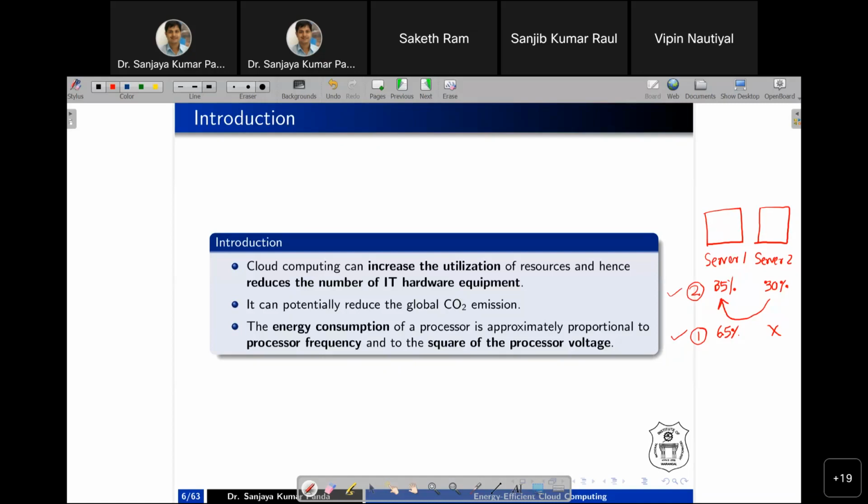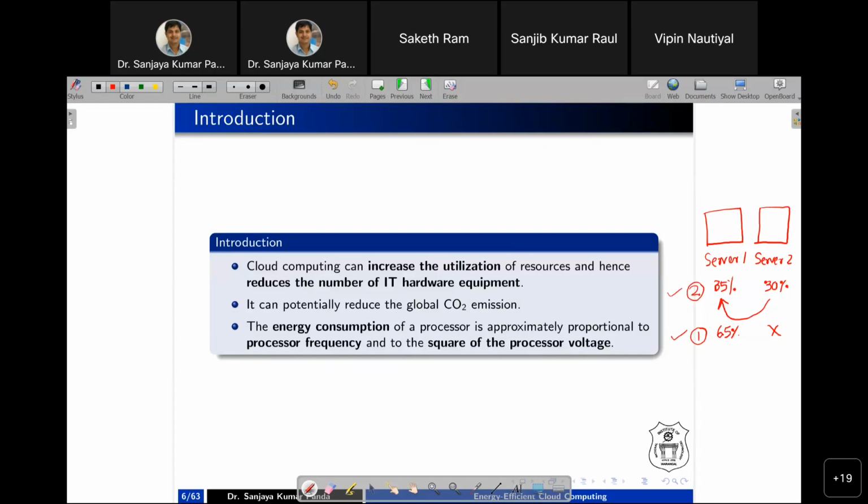they had traditional infrastructure, and traditional infrastructure is not better because we are not monitoring each and every device. But if you move to the cloud, whenever you are not using a resource, it can be minimized. The resource can be put in sleep mode or hibernate mode, or if you are not using it for a longer period of time, I can turn it off. In that way, you can reduce the carbon dioxide emission.